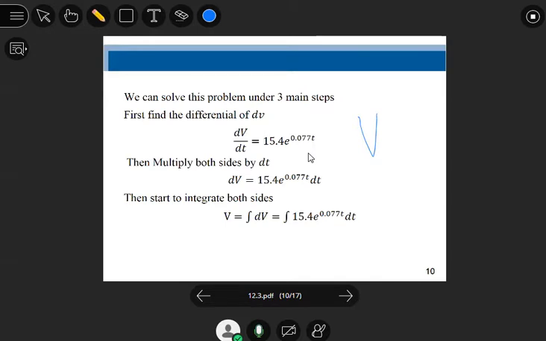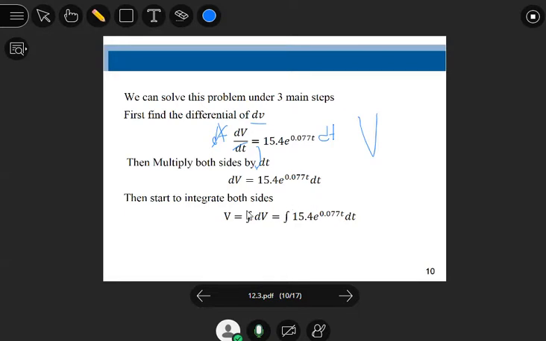To take the differential of dv, I multiply both sides by dt. Here this dt cancels with this dt, and then it becomes dv is equal to 15.4 e to the power 0.077t times dt. Okay, now we have found the differential, dv.